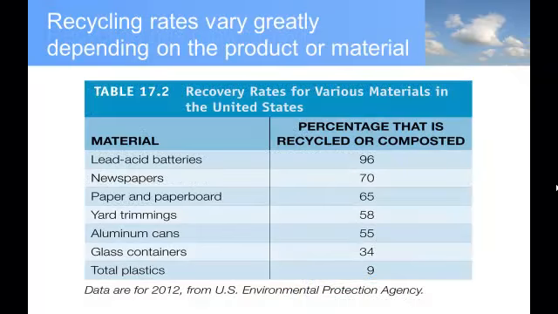Here are some examples of materials that are recycled in the United States, and the percentage of the material that is recycled or composted. For example, lead acid batteries, often used in automobiles. About 96% are recycled. It's mainly because most landfills will not take those things. So when you get a new battery put in your car, the garage almost always recycles the old ones.